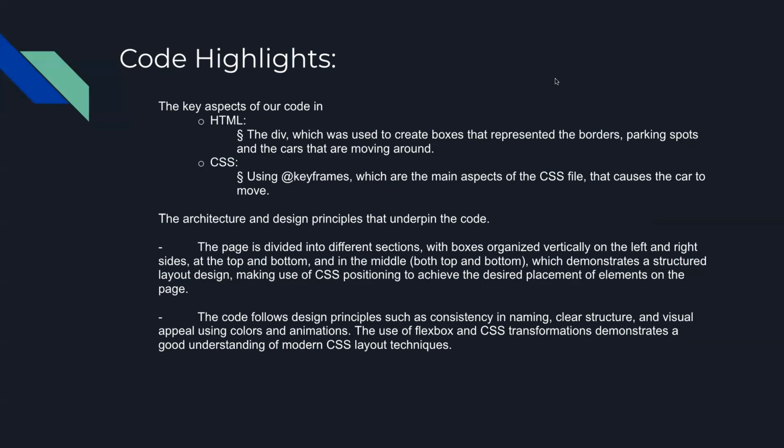And in terms of the architecture and design principles that underpin the code, this page is divided into different sections with boxes organized vertically on the left and right sides, at the top and bottom, as well as the middle, which demonstrates a structured layout design, making use of CSS positioning to achieve the desired placement of elements on the page. And this code follows design principles such as consistency in naming, clear structure, and visual appeal using colors and animations. The use of Flexbox and CSS transformation demonstrates a good understanding of modern CSS layouts.